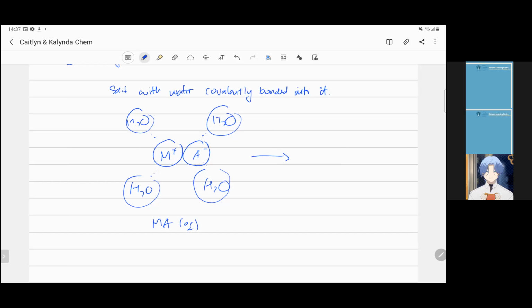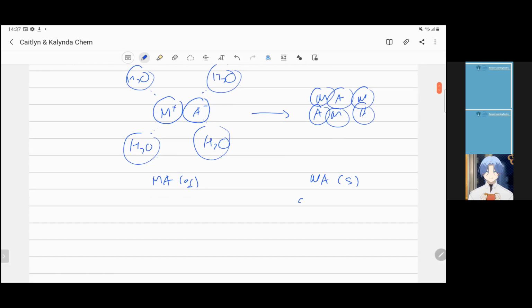When you dry them, what you have is just M, A, A, M, M, A. You're going to have this pattern like a checkerboard in MA solid. When you dry them, all the water goes out. What we have is in a solid, pure salt without any water at all. This is what we call anhydrous, or not having any water.